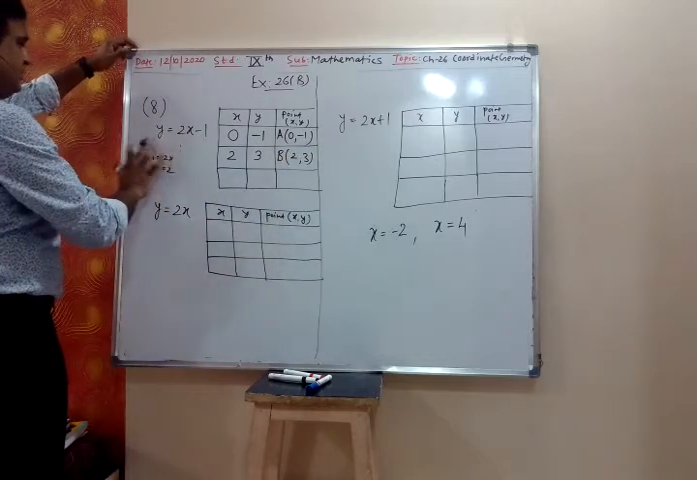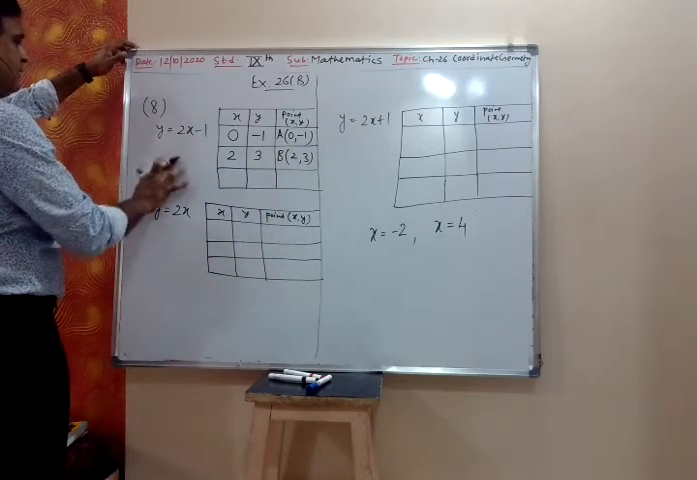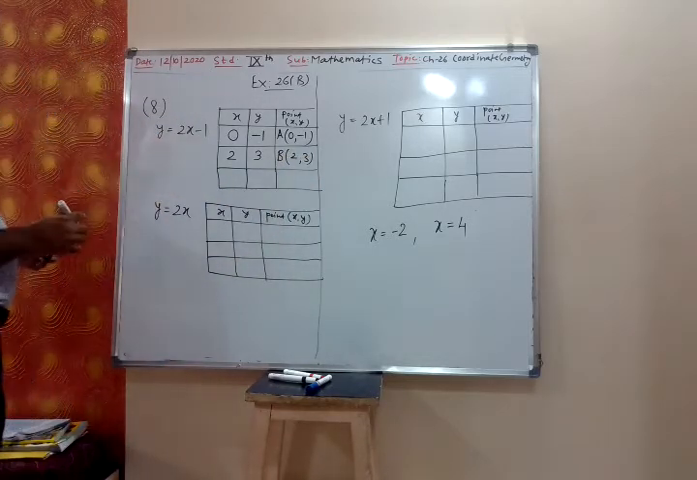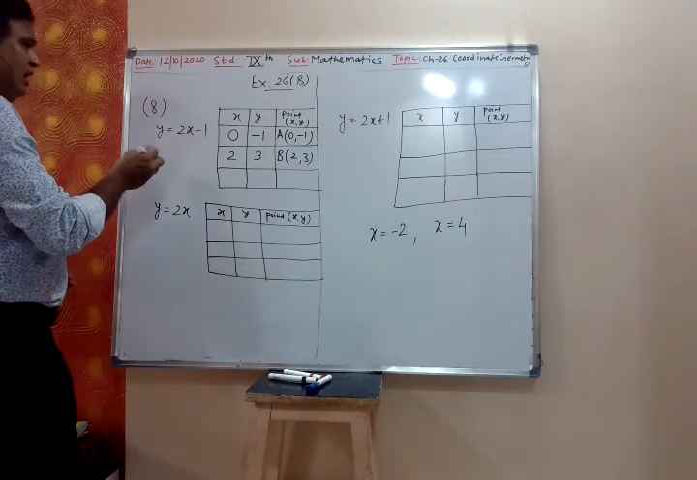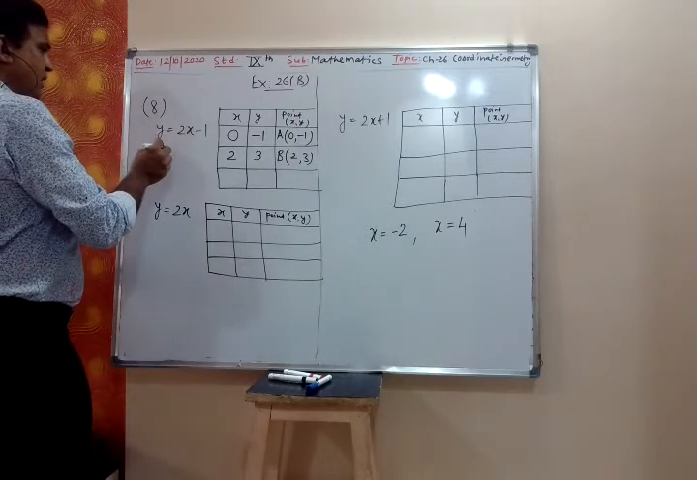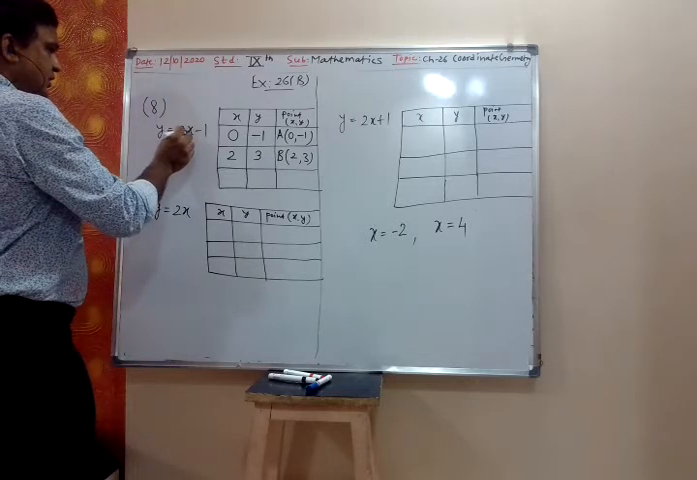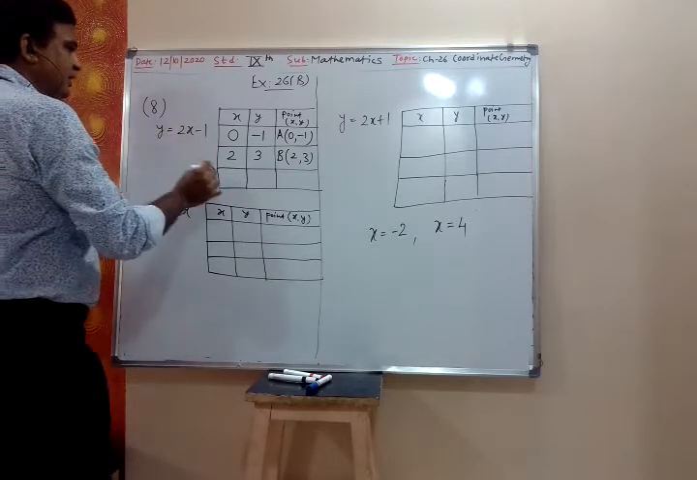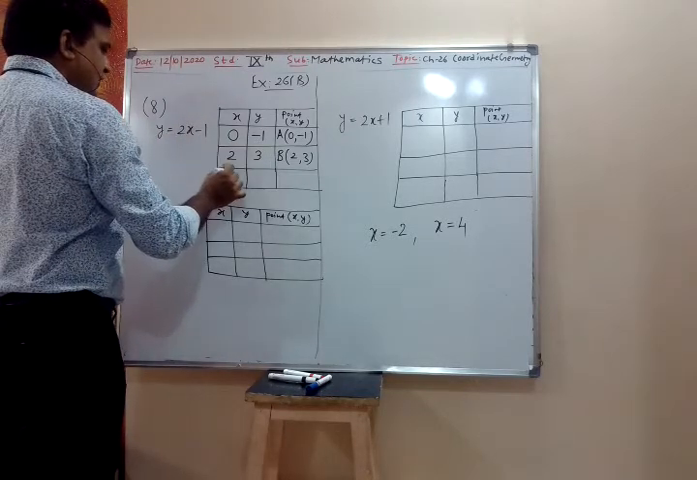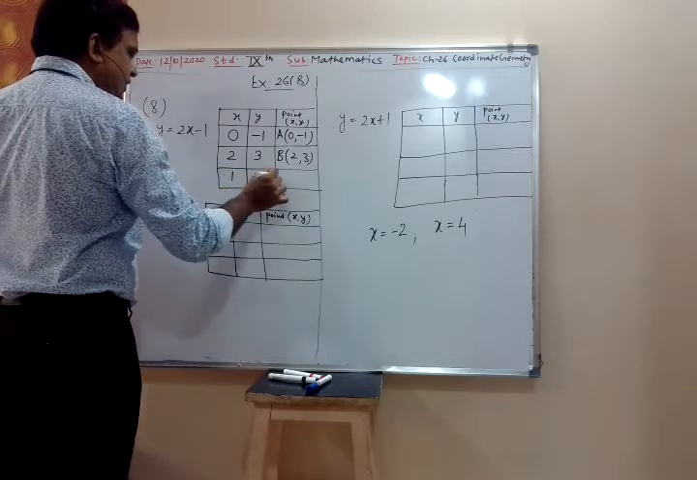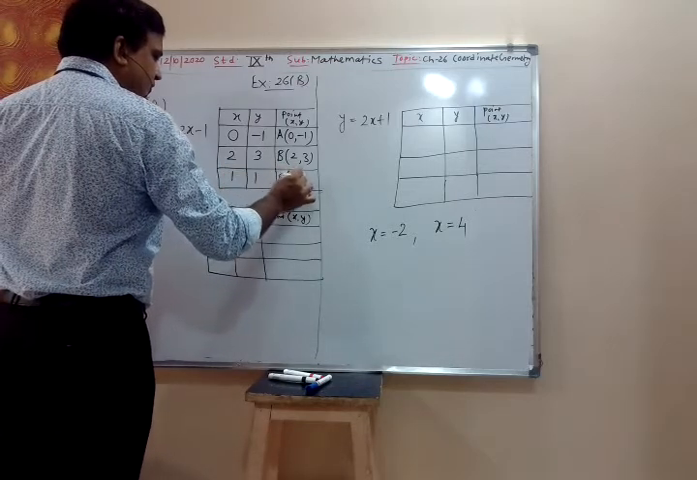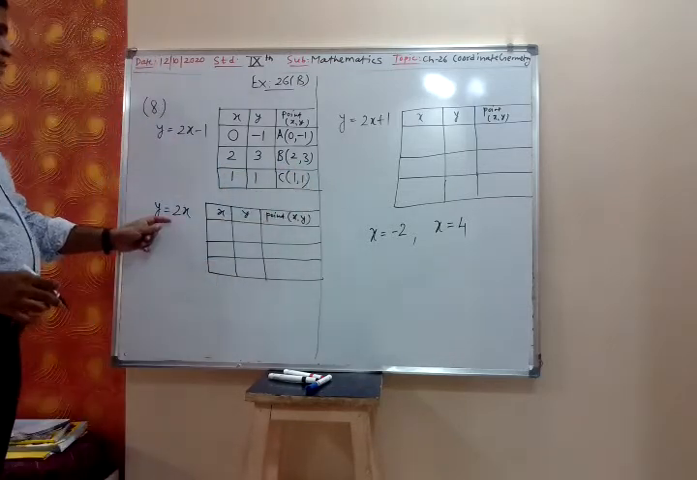Then, yes, you take another point. You can take x is equal to 1. When x is 1, y will be 1. So you will get the point C, 1 comma 1. Very good. Now similarly take the 3 points.